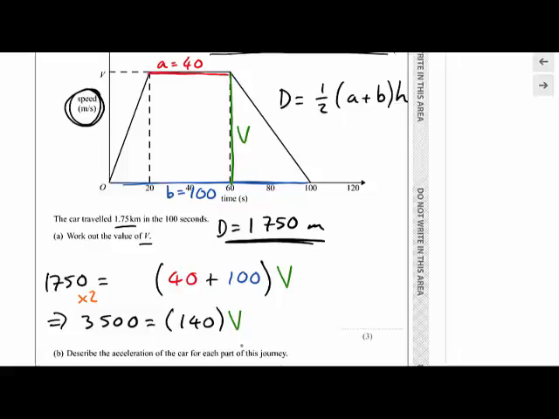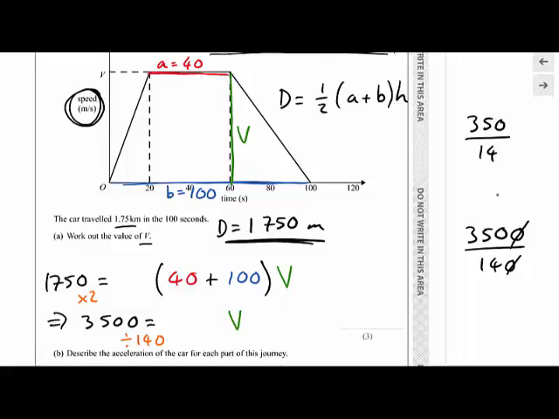So at the moment, I've got 140 times v, so I need to divide by 140 to get rid of that. I'll divide both sides by 140, and I'll cancel those off. So v is equal to 3,500 divided by 140. Let's set it up like this. 3,500 divided by 140, cancel off a 0, that becomes 350 divided by 14.